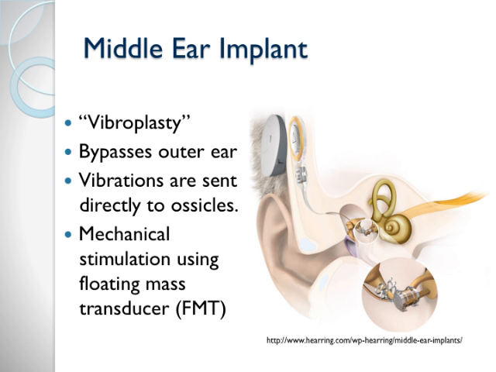Today, middle ear implants involve bypassing the outer ear and directly vibrating the ossicles, usually the stapes, with a floating mass transducer, which is shown in the figure. The audio is picked up outside the ear and digitally processed. It is then sent through the skin to the implanted coil, where the signal travels down to the floating mass transducer attached to the stapes and vibrates accordingly, stimulating the cochlea.